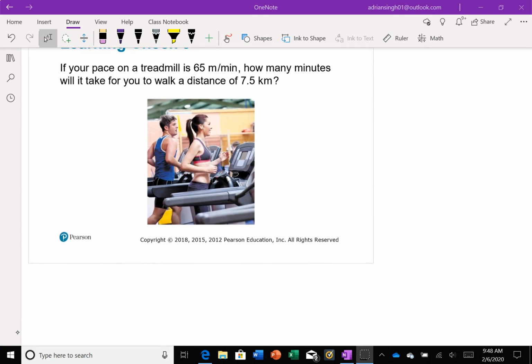So now let's take a look at a couple other examples of how we can use conversion factors to help us solve problems. In this case, we're told that if your pace on a treadmill is 65 meters per minute, how many minutes will it take for you to walk a distance of 7.5 kilometers? All right, so there's a lot going on in this question, so let's organize the information.